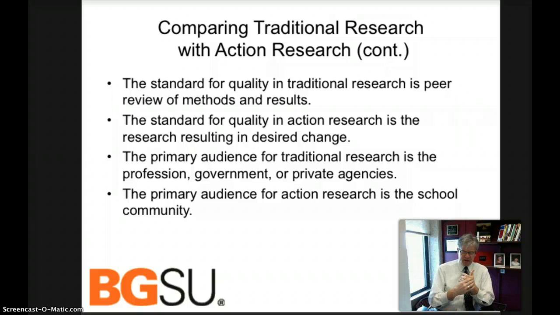Traditional research tends to have an audience of people within the profession, the government, and sometimes private agencies and foundations, whether that's the Bill and Melinda Gates Foundation or the W.T. Grant Foundation, various others. But the primary audience for action research lies within the school, within the people, within the institution that are affected there.